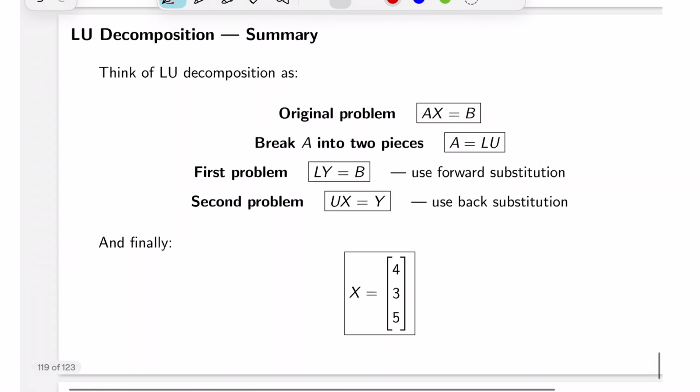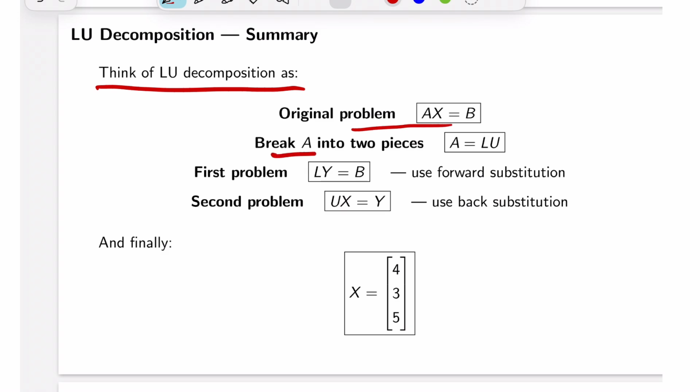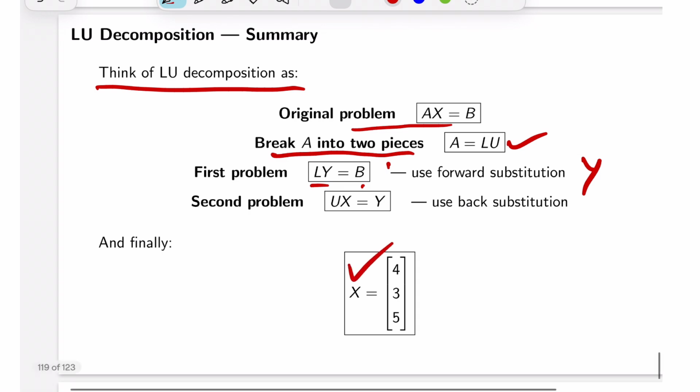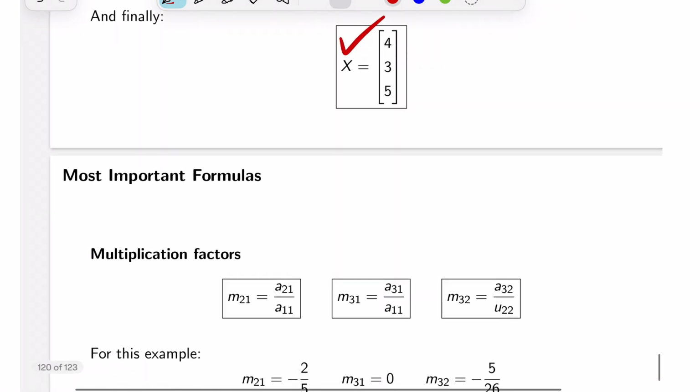Now here is the LU decomposition summary. Think of LU decomposition this way: the original problem is Ax is equal to B. We break A into L and U, and first solve Ly is equal to B. From there we calculate y, and then we solve Ux is equal to y. From that we get x, which means c1, c2 and c3 here.